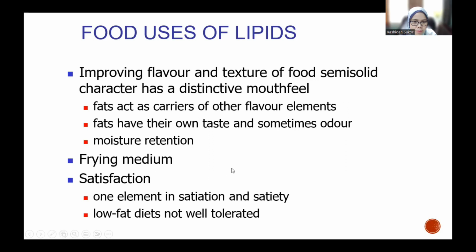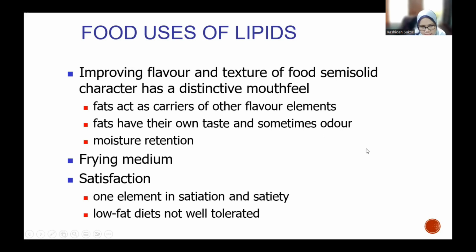They either react or bind, becoming a more complex molecule. So fat can help with moisture retention. Kalau ada one type of food that has higher fat, when you cook or bake it, it can retain more moisture than the one that has no or less fat. So if you eat food that tastes not dry, you know it has fat in it because of moisture retention. Frying medium, we know this.